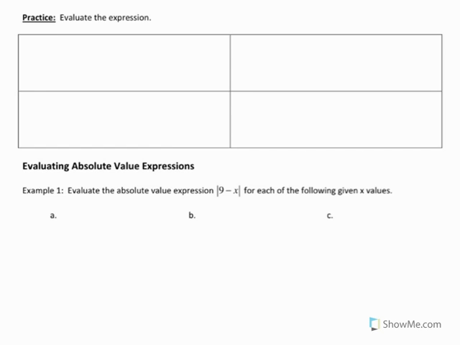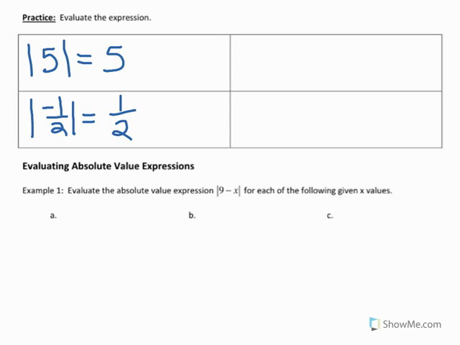Let's do some examples here. The absolute value of 5 would be just 5. Now the absolute value of -1/2, if we reference our box up top, the absolute value of a negative number is the opposite, so it's going to be +1/2. The absolute value of -3.25 is going to be +3.25.